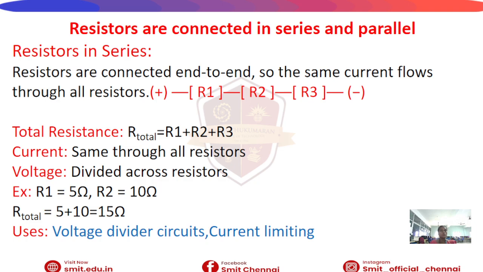If R1, R2, R3 resistors are connected in series, the total resistance RT equals R1 plus R2 plus R3. In resistors in series, the current is the same in all resistors, but the voltage is divided across the resistors. The application is voltage divider circuits and current limiting. For example, resistors of 5 ohm and 10 ohm are connected in series, so total resistance is 5 plus 10 equals 15 ohm.